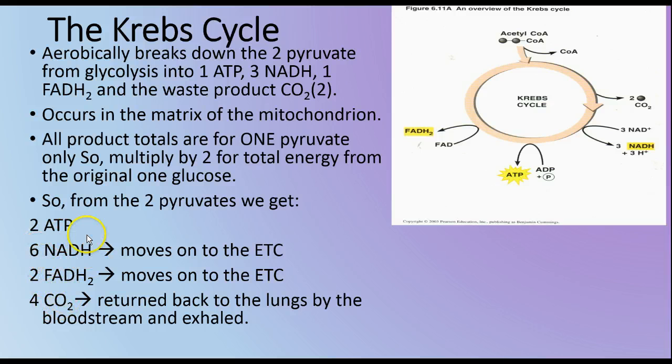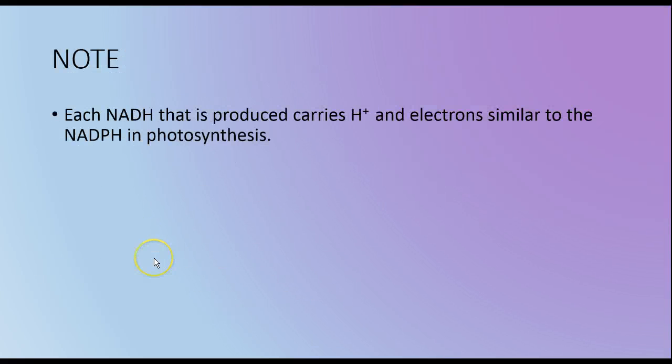So it's these 2 here in the middle that are the most important. They're the ones that are going to go on to the electron transport chain to be converted to even more ATP. Just to remind you, NADH carries hydrogen ions and electrons similar to NADPH in photosynthesis. It kind of has the same role.